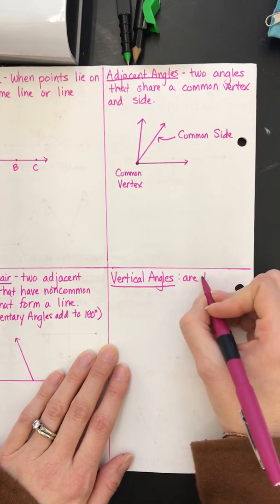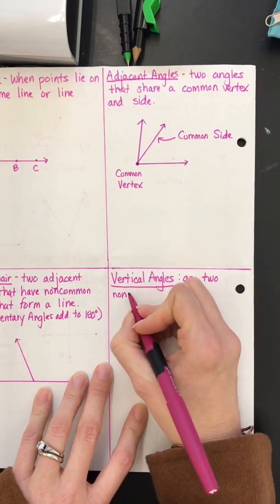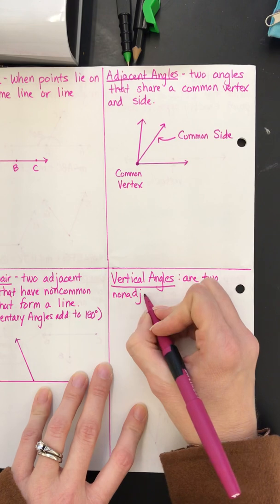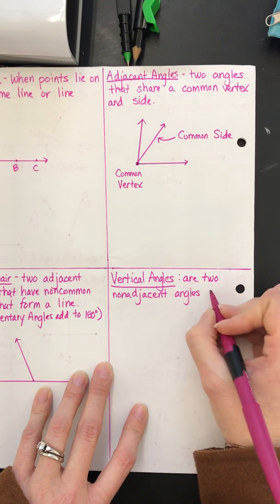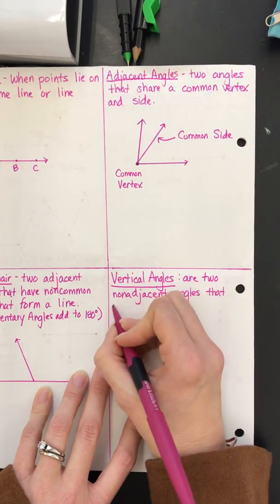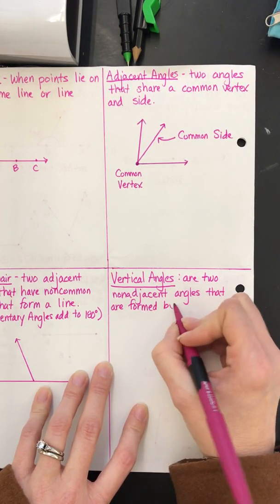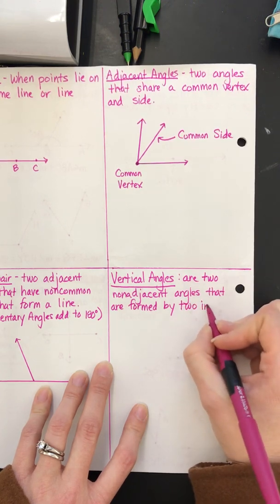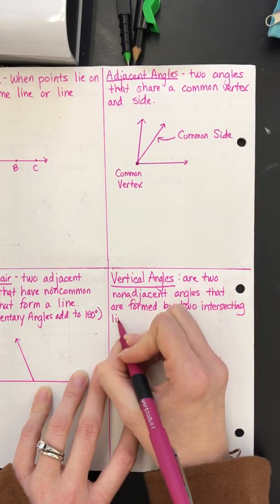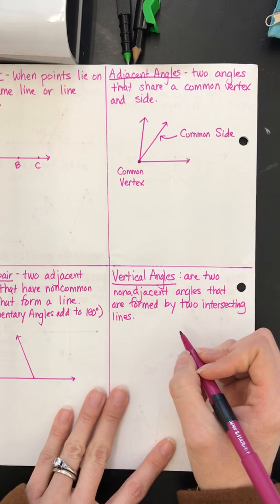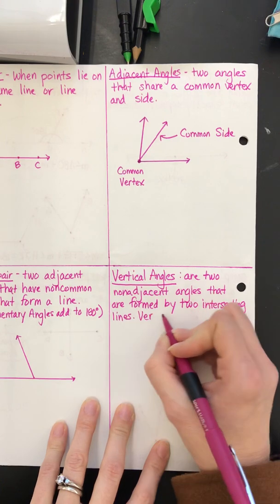They are two non-adjacent, so this means they do not share a side, angles that are formed by two intersecting lines. The big thing that I want you to take away from vertical angles is that vertical angles are congruent.